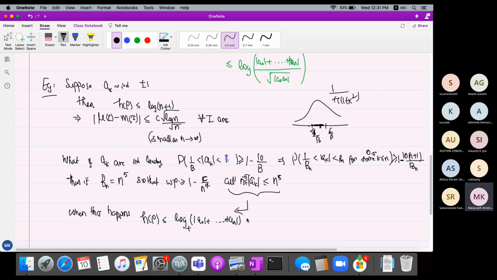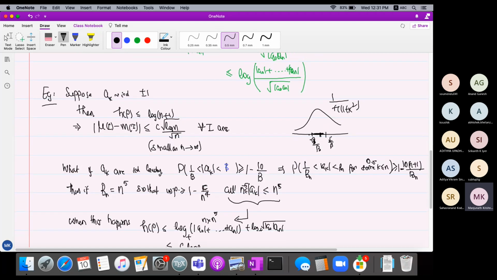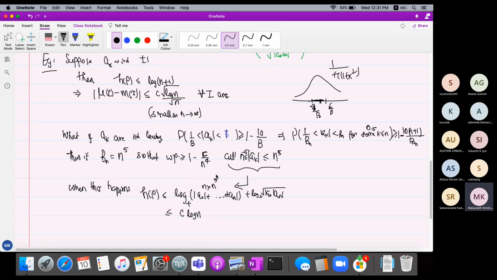Let's say log plus of this plus log plus of mod a naught, and a square root, right? Anyway, all these are small. I mean, they are all powers of n. So this whole thing is bounded by some constant times log n. Because this is n times n to the 5 maybe. So what will be the log? It will be 6 times log n. And this is also log n. So overall, h is still bounded by log n actually. It doesn't matter that the coefficients are that small.